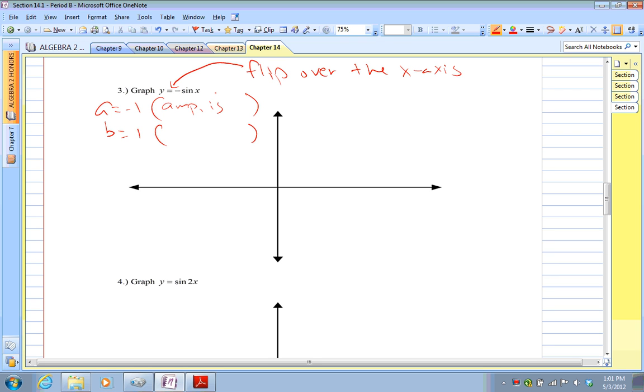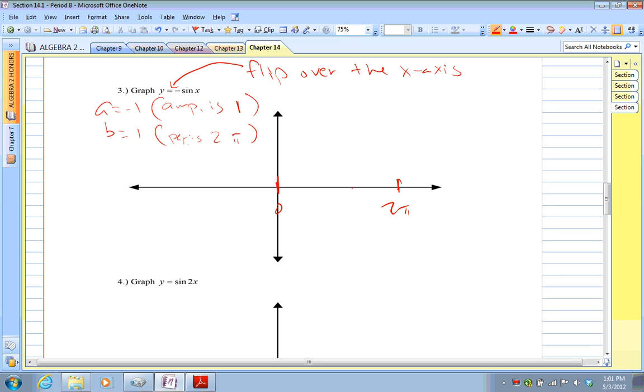Even though A is -1, the amplitude would still stay as 1, because amplitude is just the vertical distance from middle to peak. The peak will happen elsewhere, but it's still 1. All the negative does is flip over the graph. And then B, you can think of it that way, sure. Period is 2 pi. So you're still going to start and end in the same place.